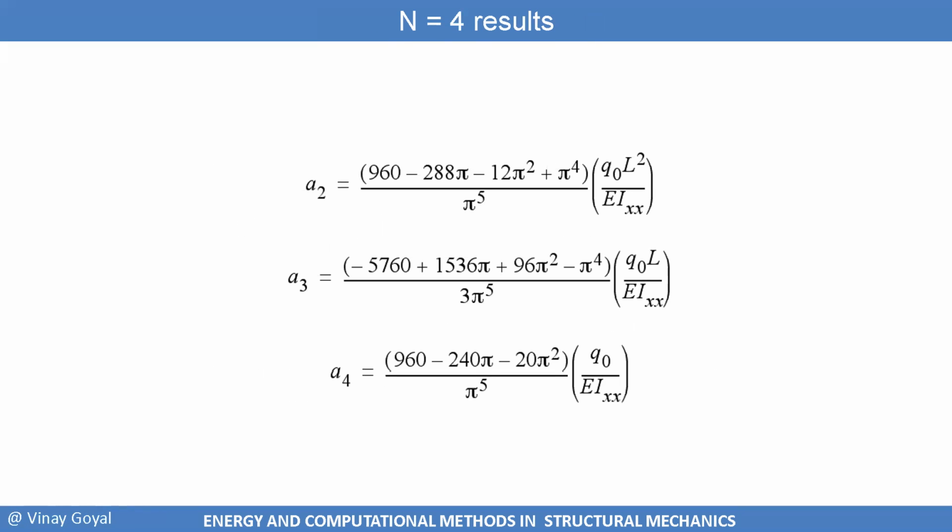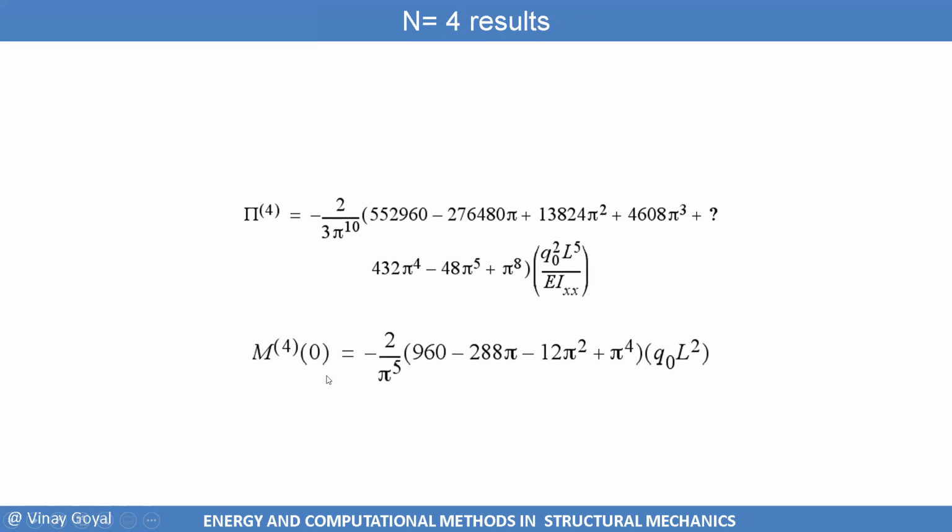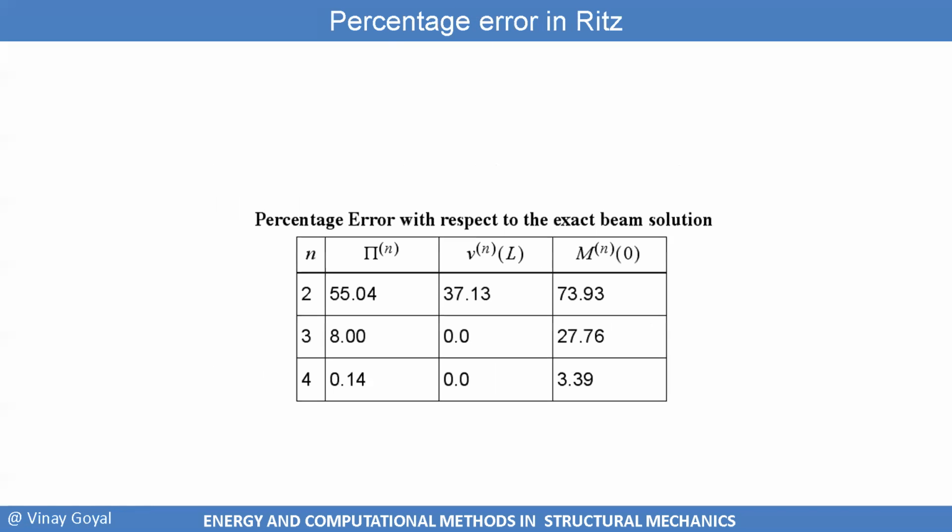I love this example. For n equals 4, I can solve for a2, a3, a4. And again, I can plot pi, find pi. And pi now gets even lower and is getting closer and closer to the exact solution.